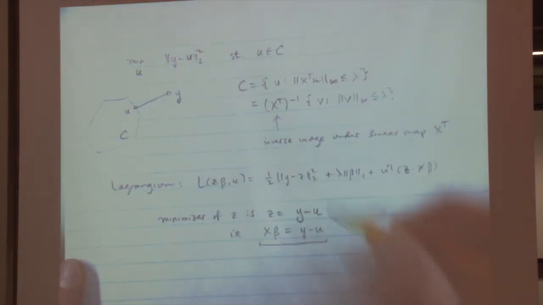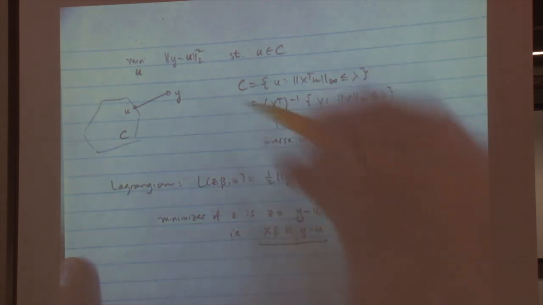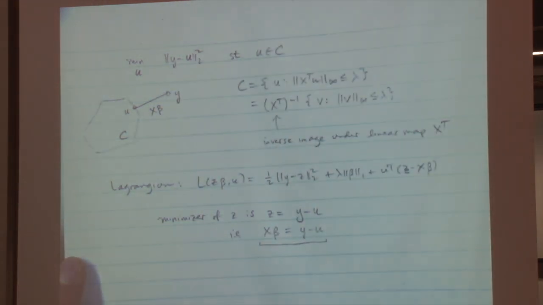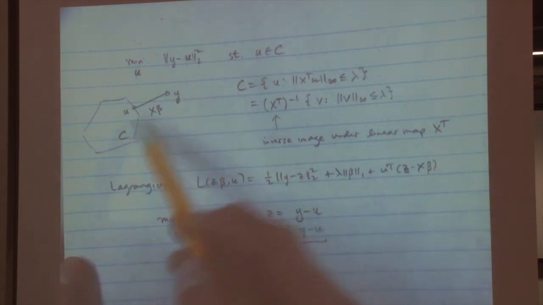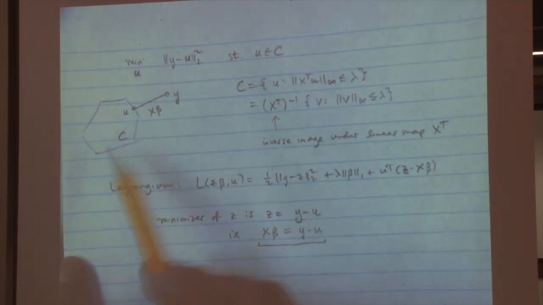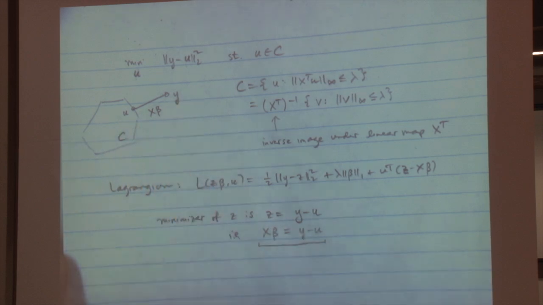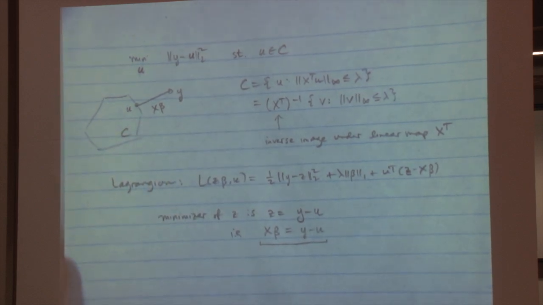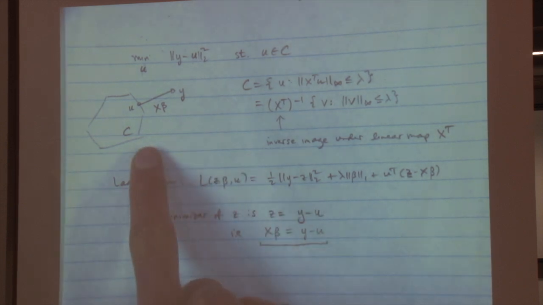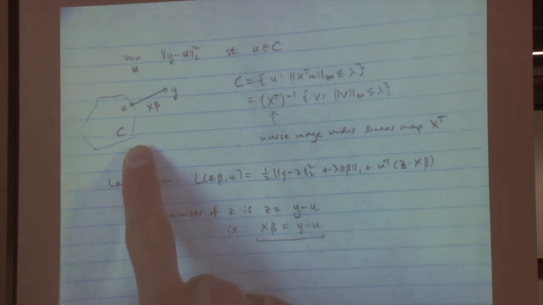From our calculation with the Lagrangian, the primal is actually just the residual from this projection. So it's y minus u. It's this vector, the residual. The primal is given by the residual of projecting y onto the set C. So this can be used in actually a lot of ways by using some pretty simple geometry to make statements about the lasso problem. And this has been done in a few papers, for example.